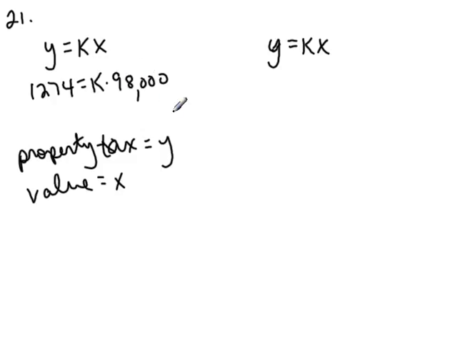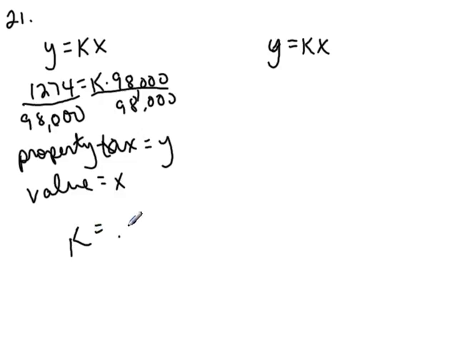So I want to solve for my constant of variation, so I divide by the $98,000 on both sides. And that gives me k equals 0.013. That's what I get when I divide 1274 by 98,000. Now I go to my second equation, and that's going to be my k. So I have 0.013 for my k, and now I've got to solve for whichever one they didn't give me.